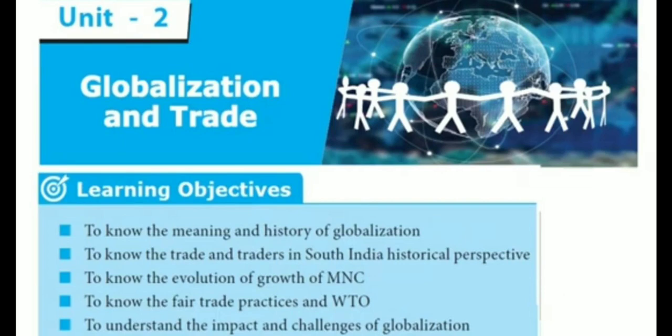Do you know what is globalization? Globalization is the process of integrating various economies of the world without creating any barriers in the free flow of goods and services, technology, capital and even labor or human capital. Under globalization, the international market for goods and services are integrated. So what is globalization?